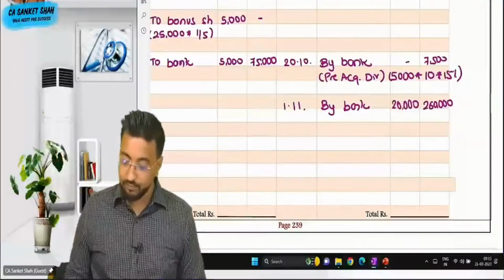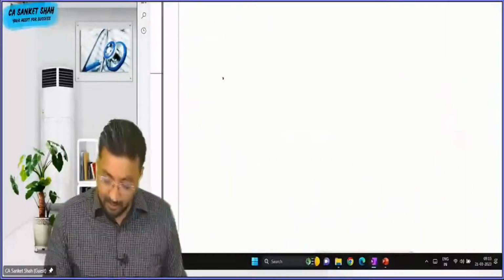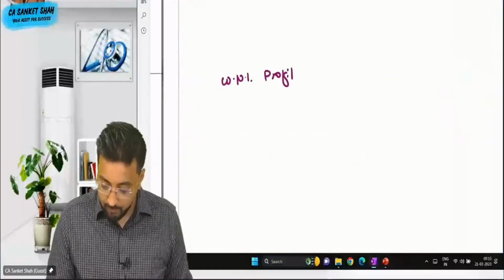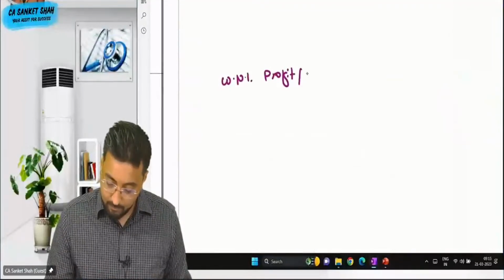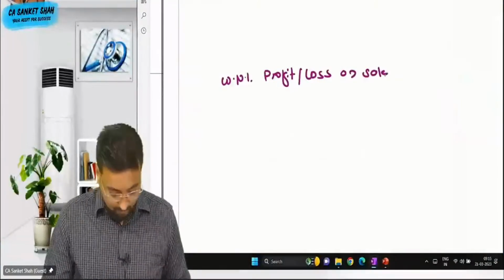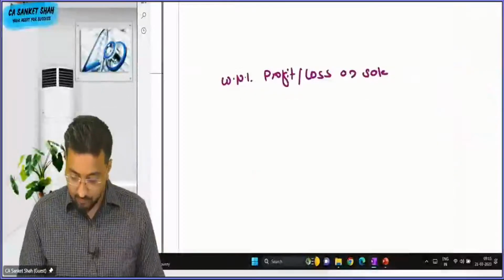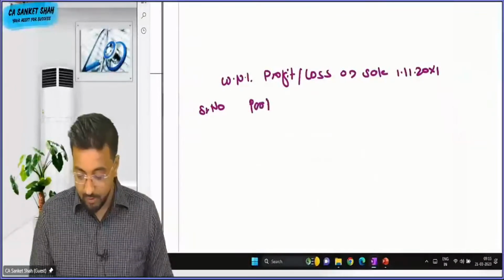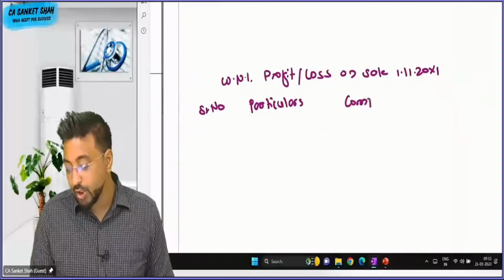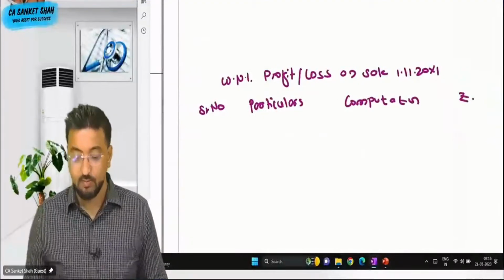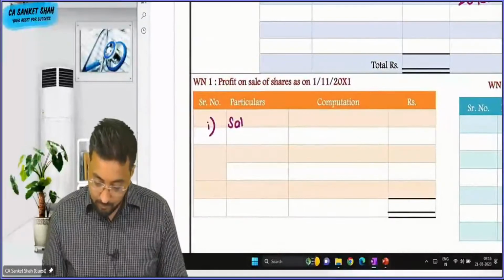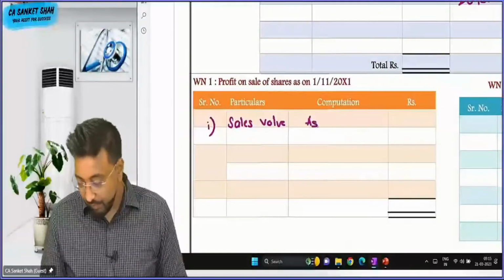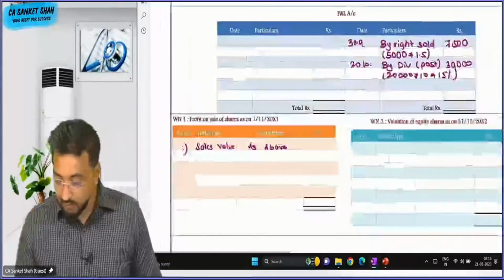Working note 1: profit or loss on sale. Write down working note 1 after the P&L. Profit or loss on sale. Sale date: 1st November 2001. Serial number, particulars, computation, rupees. Roman 1, sales value as above.